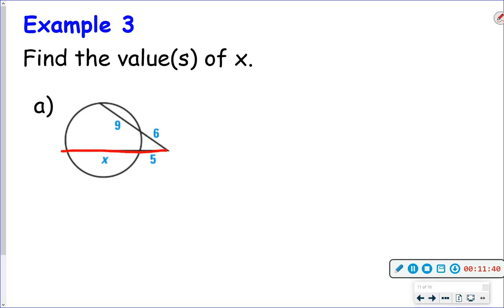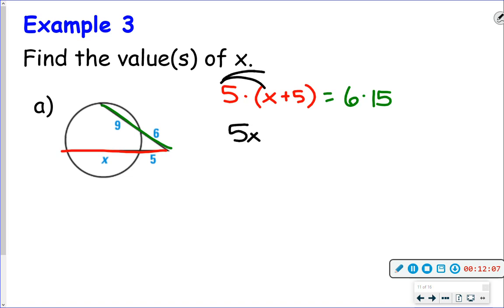So outside 5. Now, the whole entire red secant, you would have to add x and 5 together. Green secant, outside 6. Little mental math for me. What's the entire length of the green secant? 15. 9 plus 6. So there's the geometry, the easy part. Let's just distribute. 5 times x, 5 times 5. Might need your calculator for that. What's 6 times 15? 90. 90. You guys are great at solving equations.